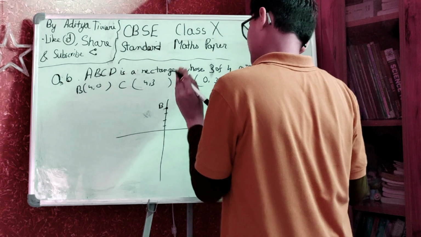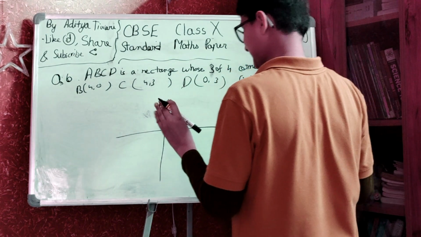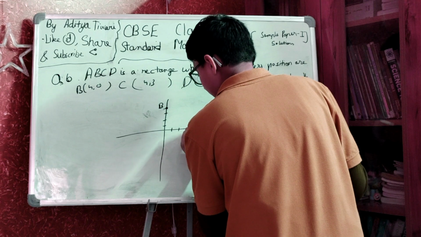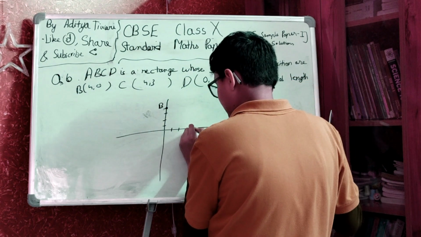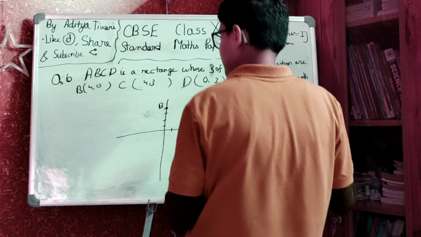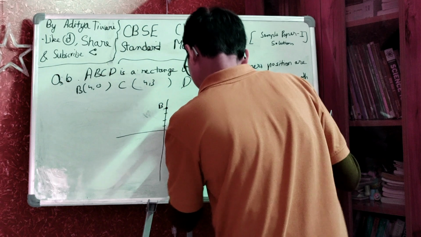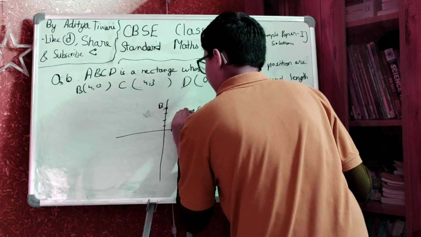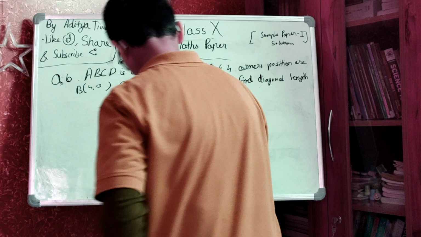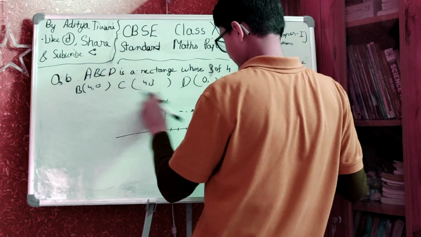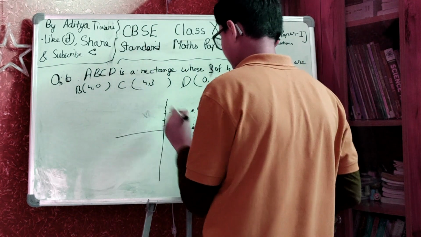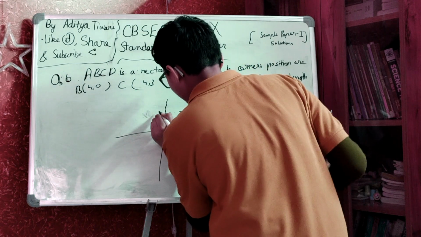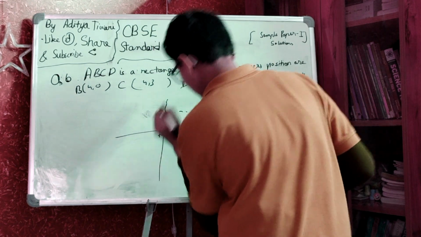It's 4, 0, which means B is this. Okay, this is B. 4, 3 is C, so this is C. I'm just going to erase B, it's going to create some confusion. D is 0, 3. So this is D and obviously this is A then.